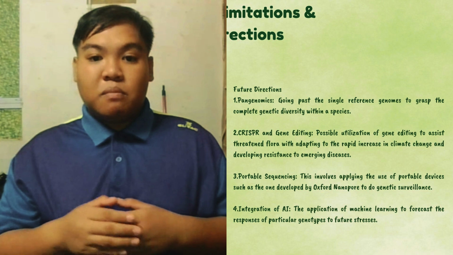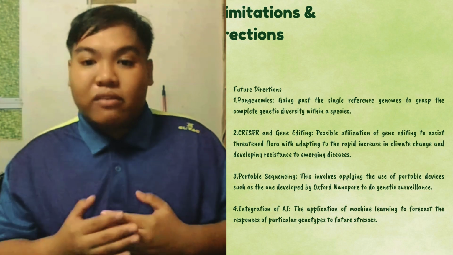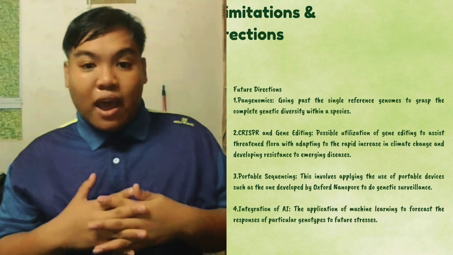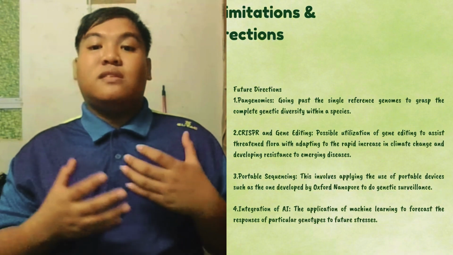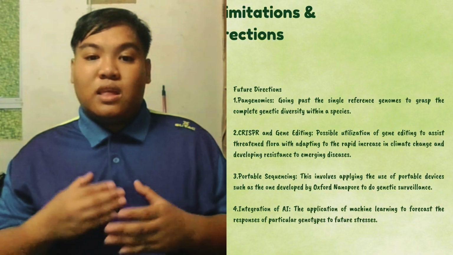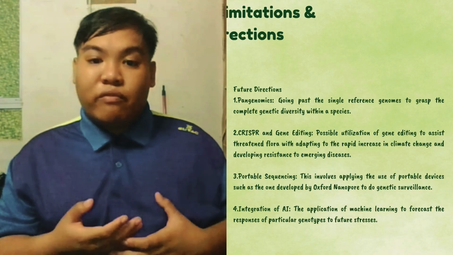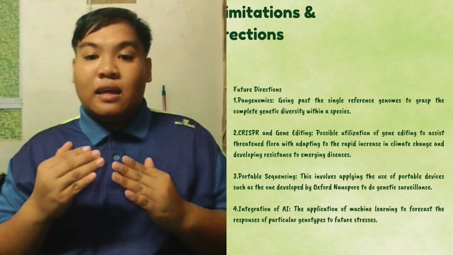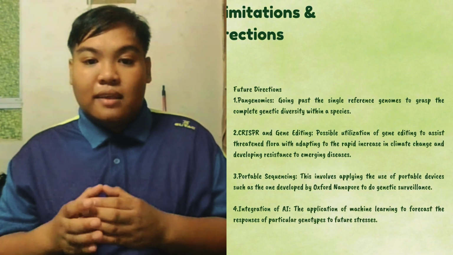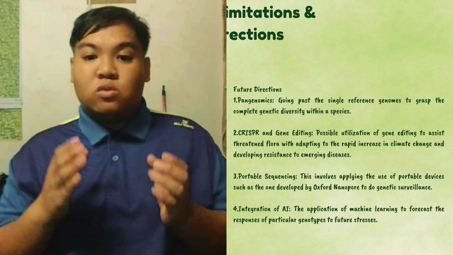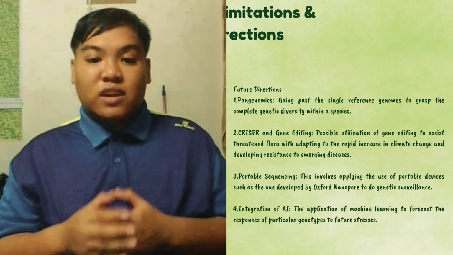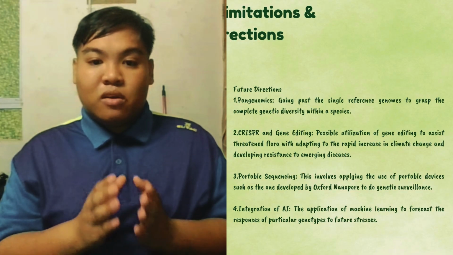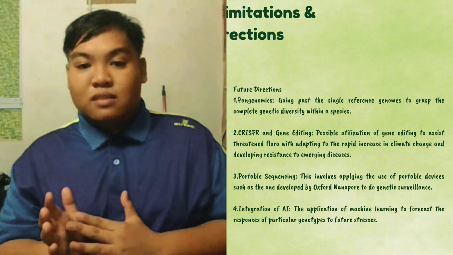For future directions, first, pangenomics, going past the single reference genome to capture the complete genetic diversity within species. Second is CRISPR and gene editing. Possible utilization of gene editing to assist threatened flora with adapting to rapid climate change and developing resistance to emerging diseases. The third one is portable sequencing. This involves the use of portable devices such as the one developed by Oxford Nanopore to do genetic surveillance. And lastly is integration of AI. The application of machine learning to forecast the responses of particular genotypes to future stresses.